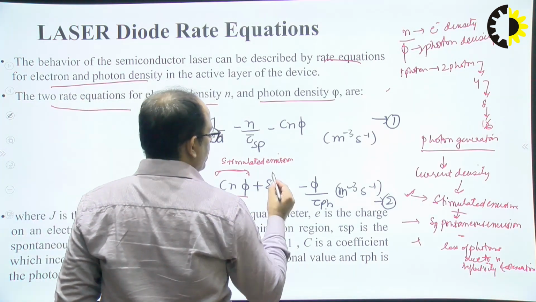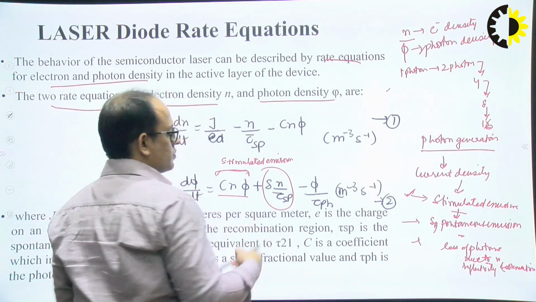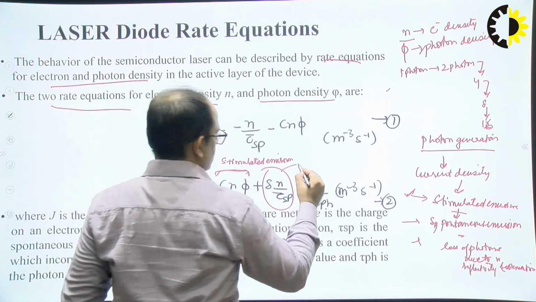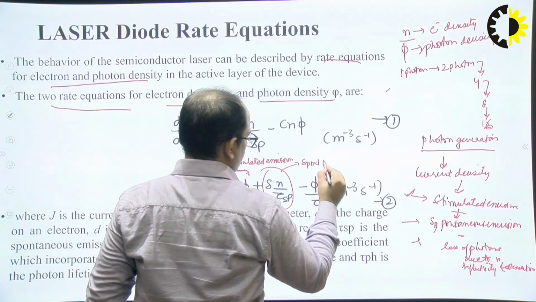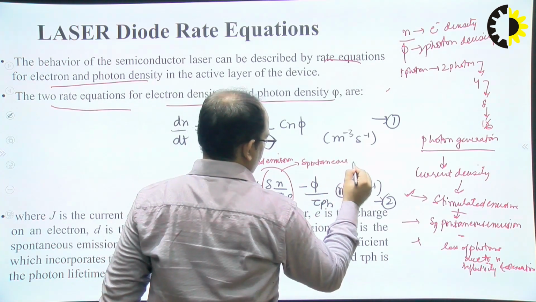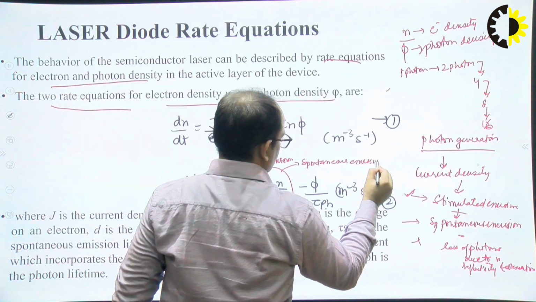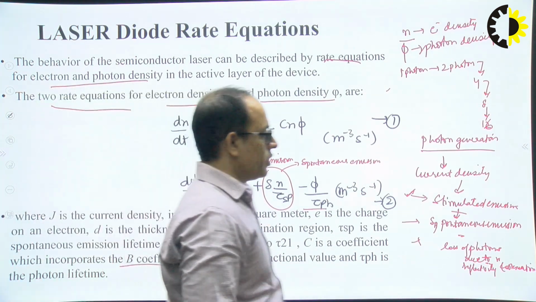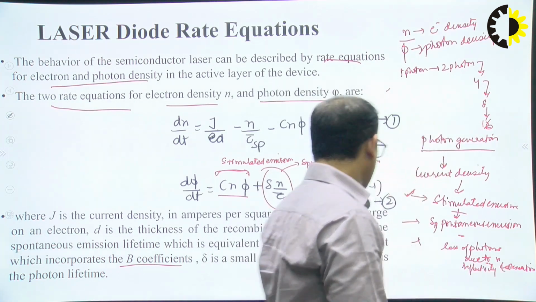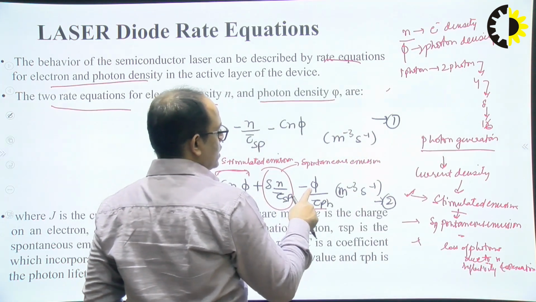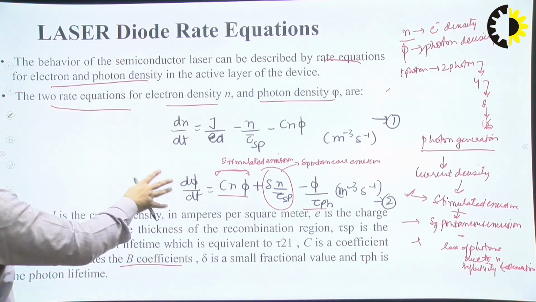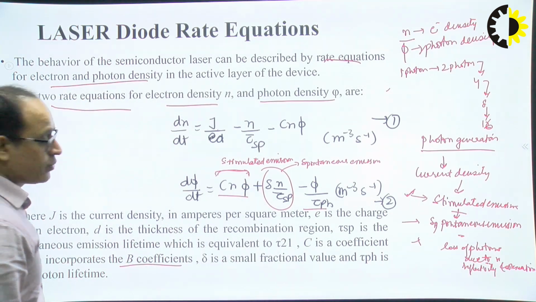Plus the photons produced due to spontaneous emission, and these are the photons which are lost due to the attenuation and due to the reflectivity, and this is minus phi upon tau ph. So this is the rate of change of photon density per unit volume.